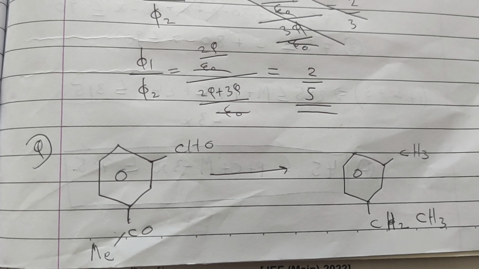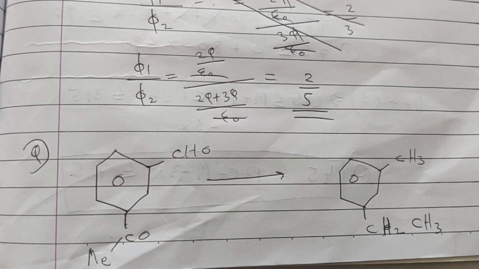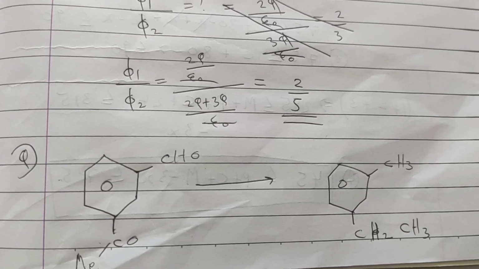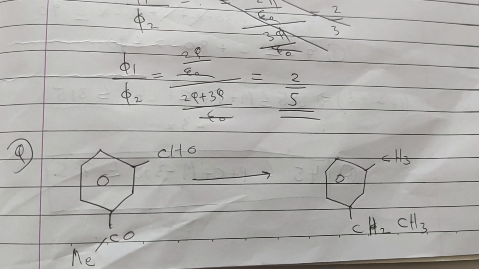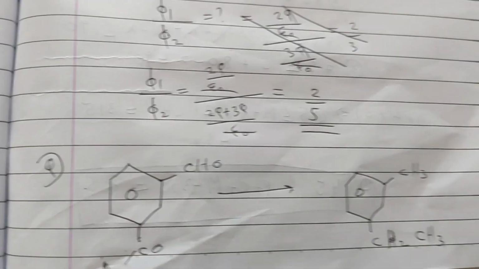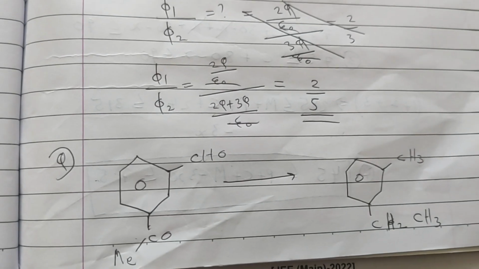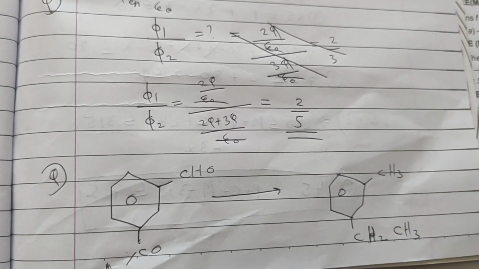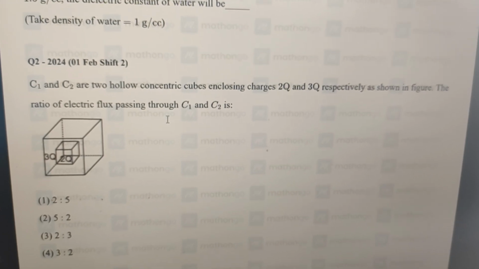So the reaction involved here is zinc amalgam with HCl, which is our Clemmensen reduction, which converts the carbonyl compounds to alkane. So here CHO will be converted to CH3 alkane, and CH3 will be converted to CH2CH3, which is the answer. This is our next question.